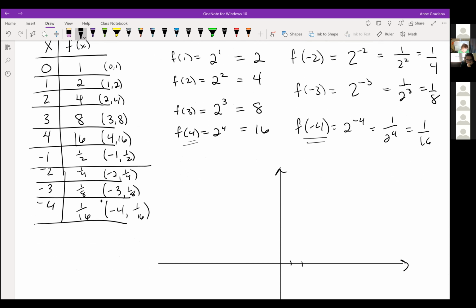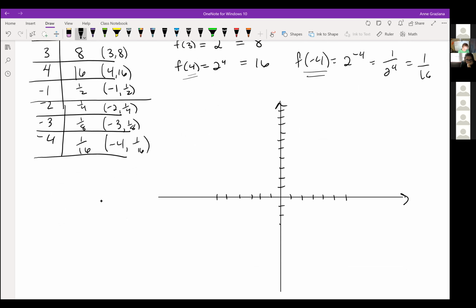So 1, 2, 3, 4, 5, 6. 1, 2, 3, 4, 5, 6, 7, 8, 9, 10. And then 1, 2, 3, 4, 5, 6, 7, 8, 9, 10. So here's y, here's x.